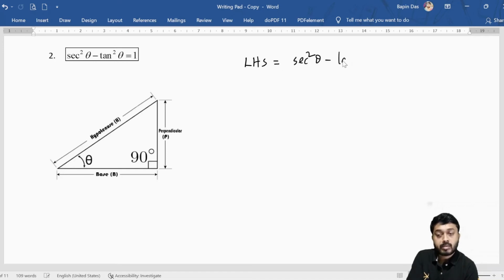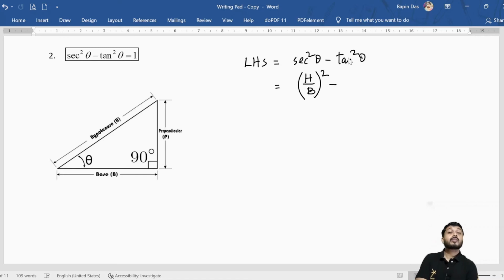Sec square theta minus tan square theta, right? What was sec theta? Sec theta was the reciprocal of cos theta, right? Cos theta was base by hypotenuse, b by h. So sec theta is hypotenuse by base, h by b, isn't it? Have a look once again. h by b, right? And square this as well.